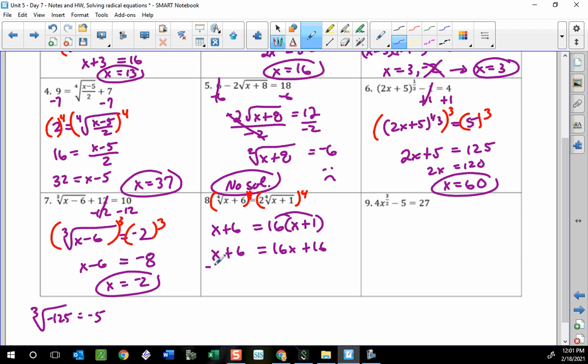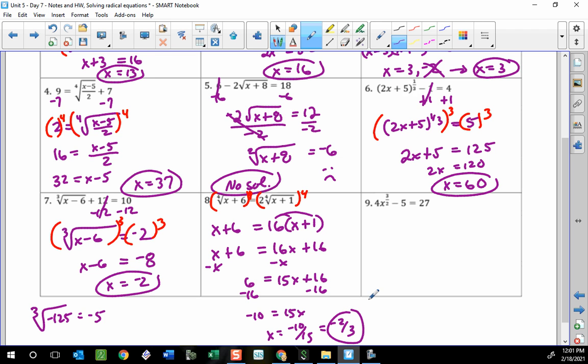All right, so I think I'd like to take away x from both sides. So that way I have 6 equals 15x plus 16. Let's take away 16. So I have negative 10 equals 15x. So my answer is going to be negative 10 over 15, which reduces down to negative 2/3.